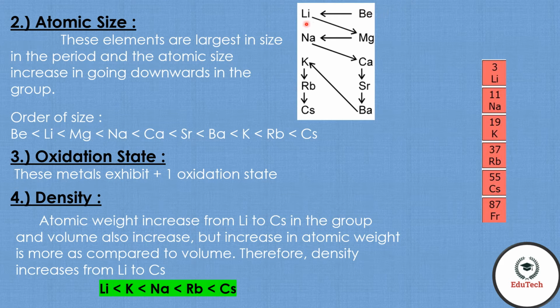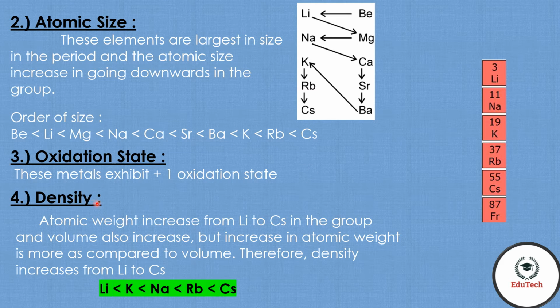First, the largest in this two is beryllium, then lithium, then magnesium, then sodium, then calcium, strontium, barium, and potassium, rubidium, and at last cesium. See the order of size also. And oxidation state. These metals exhibit +1 oxidation state because they give one electron to other elements.